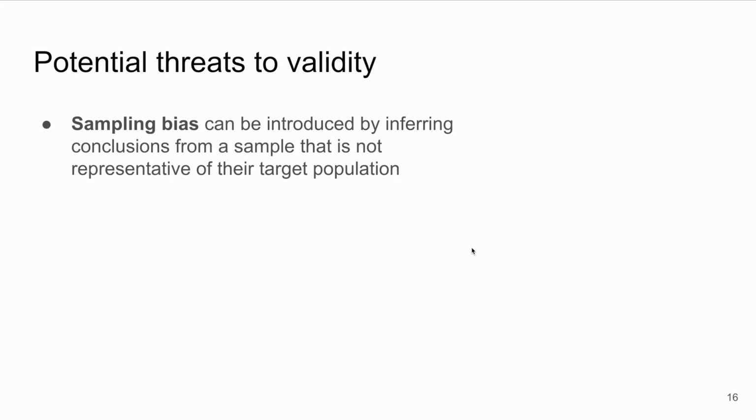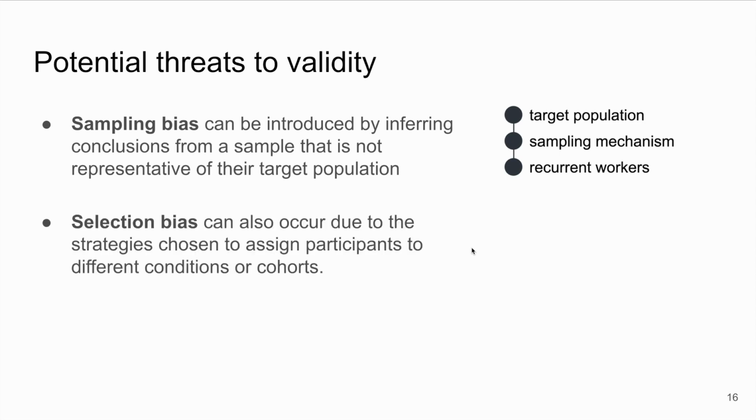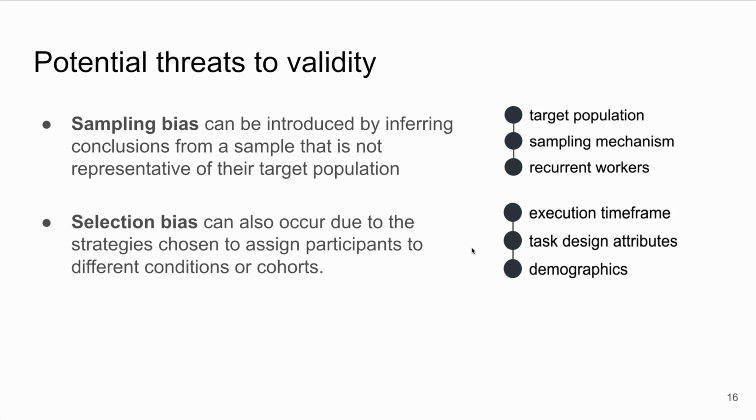We have observed a reporting gap for the different dimensions in our taxonomy. Here, we connect the underreported attributes to some of the known biases from experimental research. And let me give you 3 examples. Researchers may introduce sampling bias by inferring conclusions from samples that are not representative. In crowdsourcing, this could happen by not properly defining or reporting on attributes such as the target population and sampling mechanism. Selection bias can also occur due to the strategies chosen to assign participants to different conditions or cohorts. In crowdsourcing, this could happen when the tasks associated to different conditions are executed under different settings.